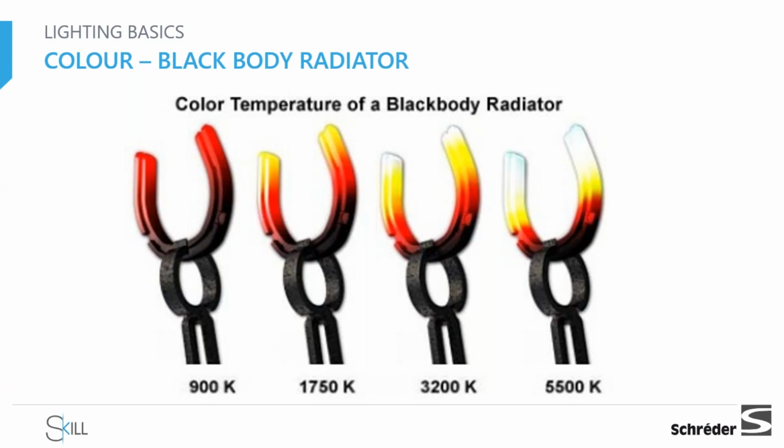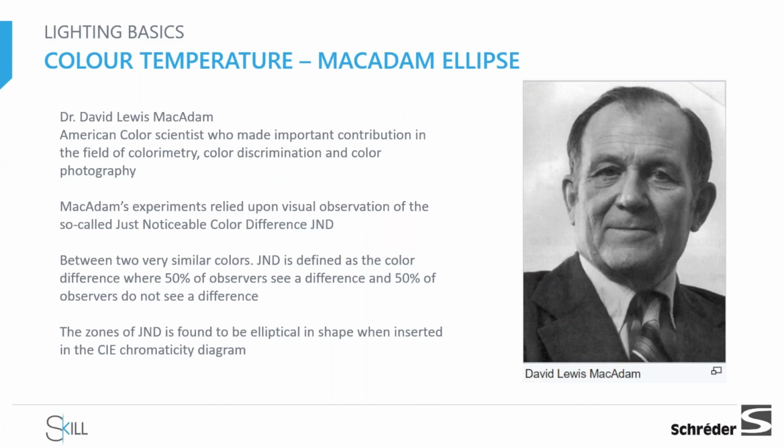So what is a MacAdam ellipse? Let's look, we can separate the two words. We have a word called MacAdam, which is a name, and we have the ellipse. So who's MacAdam? MacAdam is an American color scientist who made important contributions in the field of colorimetry, color discrimination, and color photography. He was working for Kodak, and he was doing a lot of experiments in color and color discrimination, the ability of a human being to distinguish between different colors.